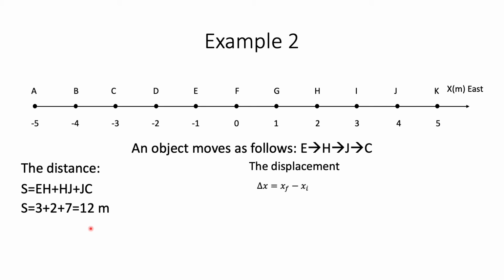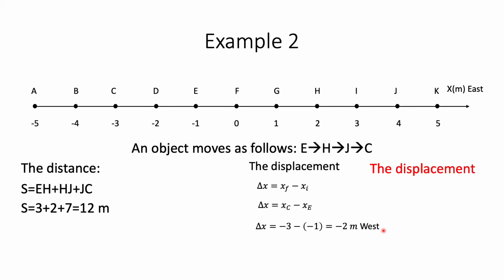The displacement, delta x, is x final minus x initial. So x of C minus x of E, because C is the final position and E is the initial position. We replace: x of C is -3, there it is, and x of E is -1. So -3 minus -1, so -3 plus 1, we get -2 meters. Since it's negative, it's going in the negative direction, which is west in this case.